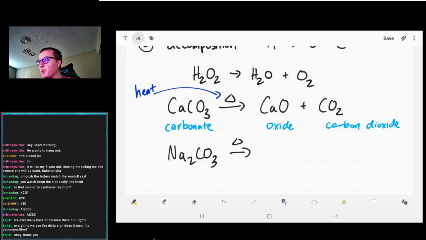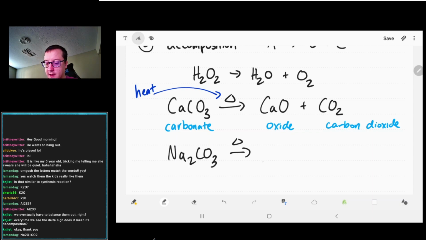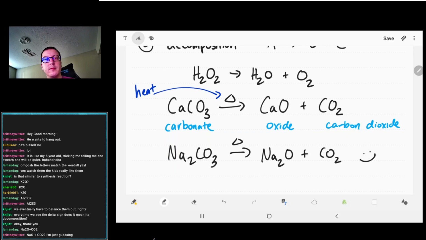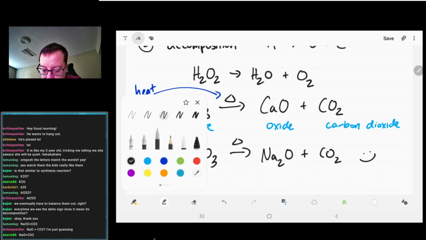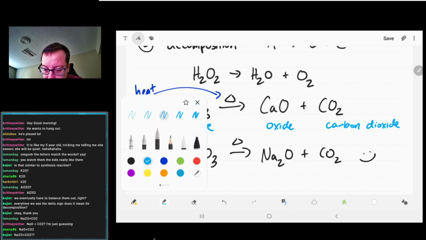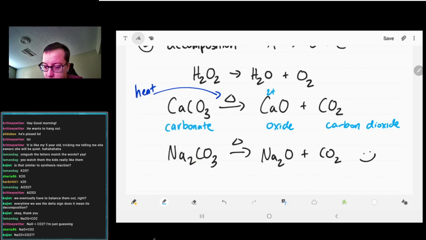What do we think is going to happen here? Yeah, exactly. We're going to get sodium oxide, Na2O, plus carbon dioxide. Almost, Brittany. So don't forget, while calcium takes a +2 charge, sodium is only 1 plus. So you're going to need the 2 on the bottom there to balance out the oxide.